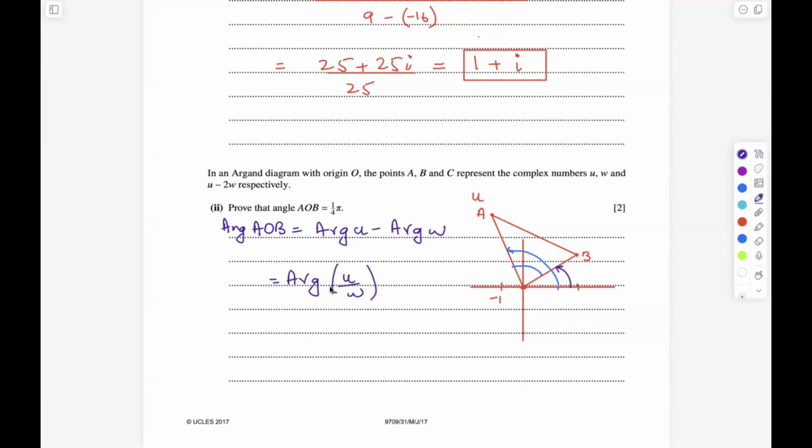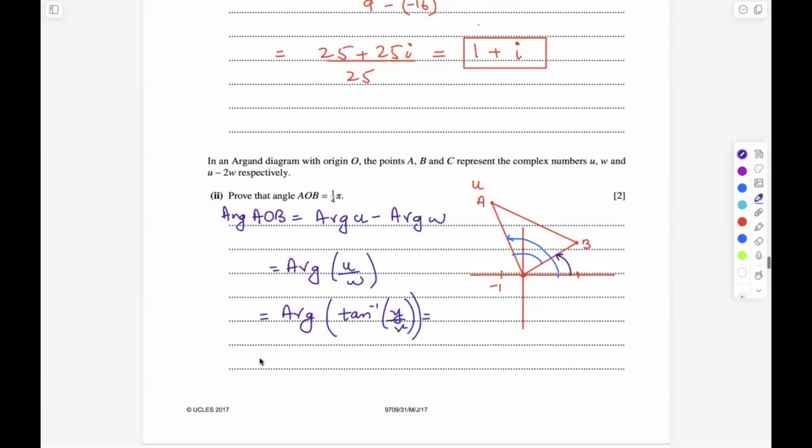we find the argument of u/w using tan inverse of y/x. The y coordinate of u/w is 1 and the x coordinate is also 1. So the argument will be tan inverse of 1/1, which is equal to pi/4.